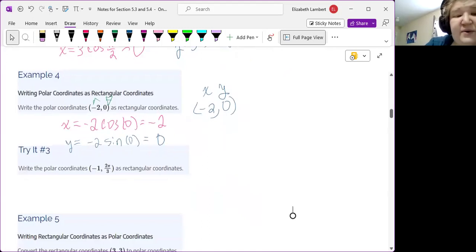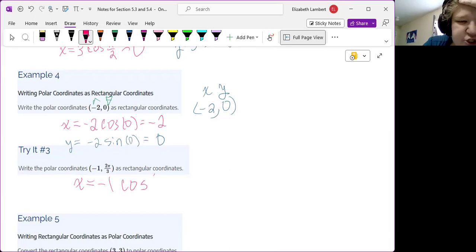All right, now we've got -1 and 2 pi over 3. So let's see what happens here. The cosine of 2 pi over 3, our 60-degree cosine, is 1/2. So -1 times 1/2 is -1/2.